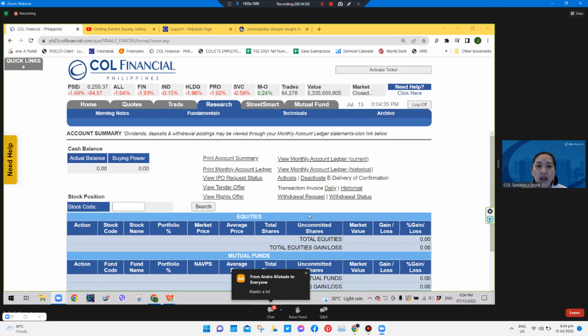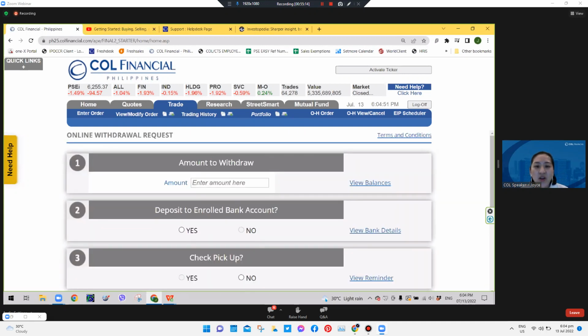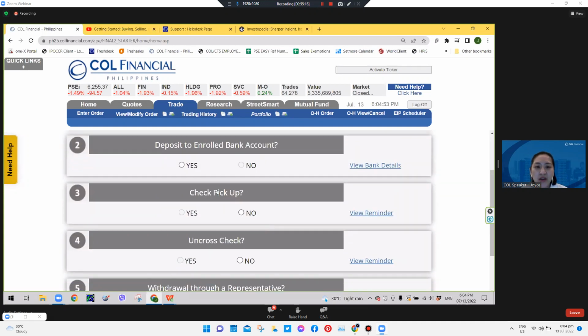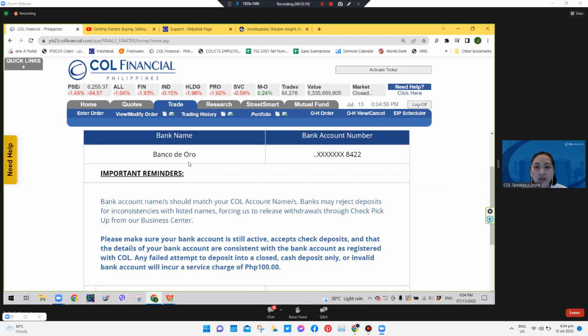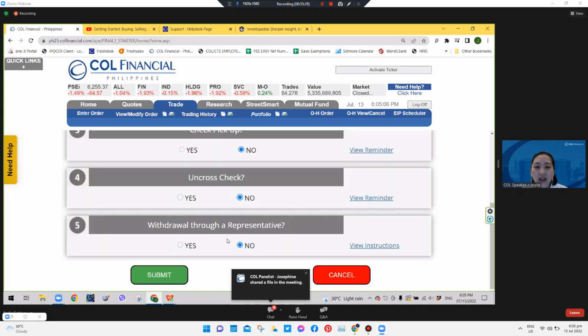Once you click on that, it will tell you some reminders that our cutoff is at 7 a.m. So if you put in a withdrawal request now, it will be processed the next day or 3 days after you're selling. Then all you have to do is enter the amount here, deposit it to your enrolled bank account. This is the bank account that you have in your COL account. Then just click confirm, and then click submit. So that will be your online withdrawal request already.